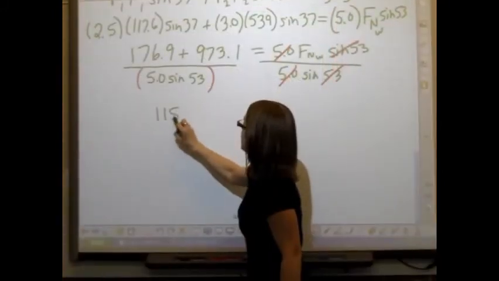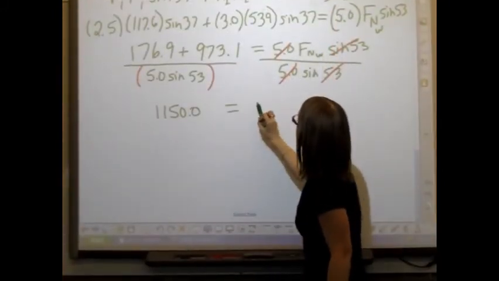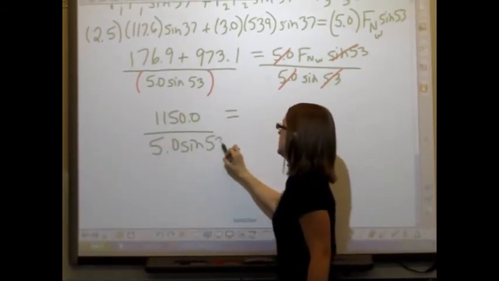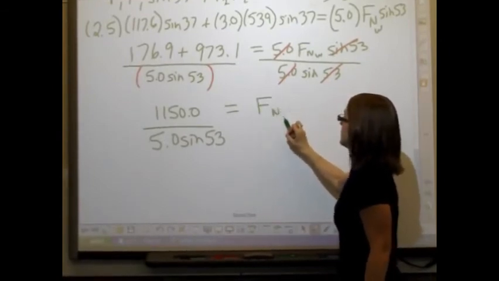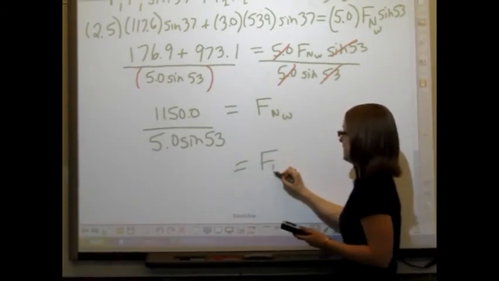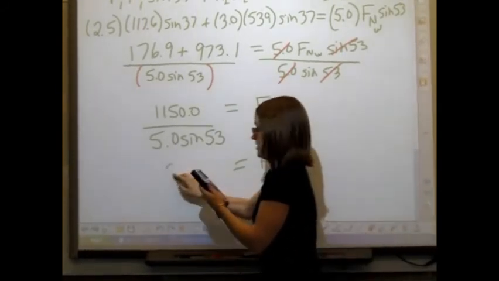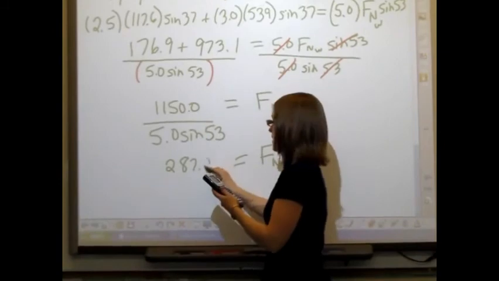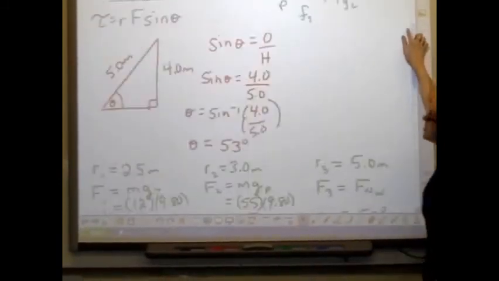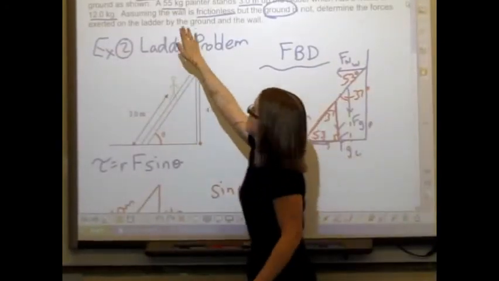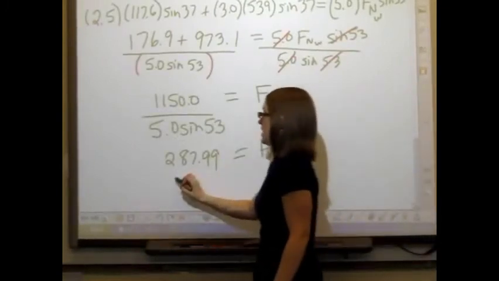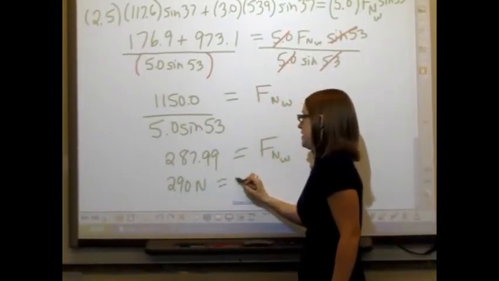Just be careful to do the bottom number separately. So 1150.0 divided by 5.0 sine 53 equals force normal at the wall. And that is 287.99. Now you need to check your significant digits that you were given in the question. And we've been given 2 significant digits as the least number. So we need to round this number to 2 significant digits, and you get 290 newtons.